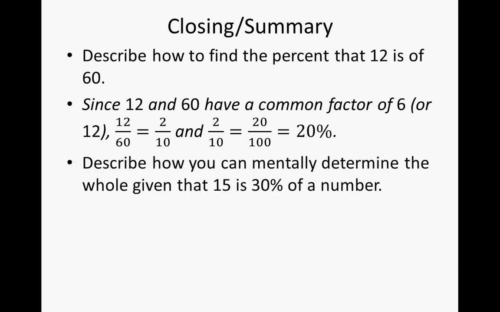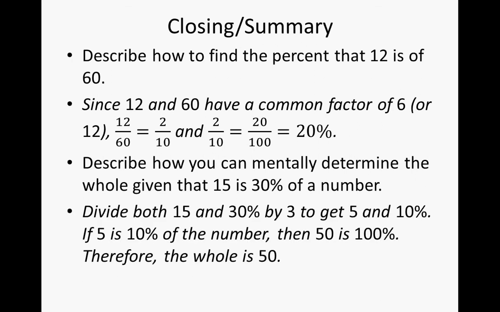Describe how you can mentally determine the whole number given that 15 is 30% of a number. Well, again, you can divide both 15 and 30% by 3 to get 5 is 10%. If 5 is 10% of the number, then 50 is 100%. Therefore, the whole is 50.